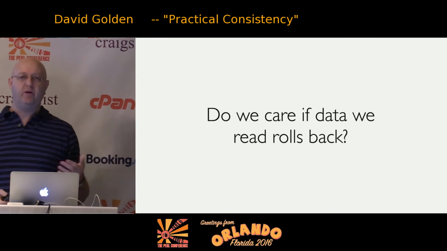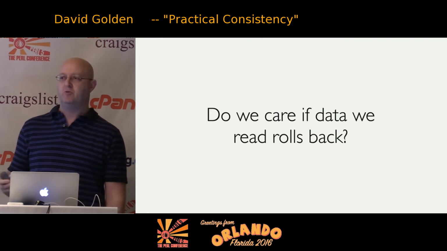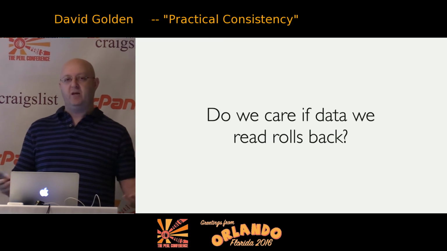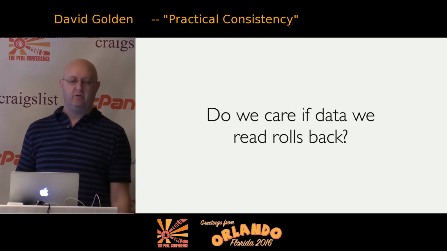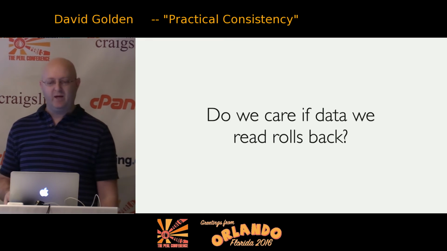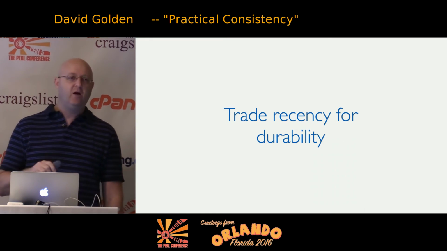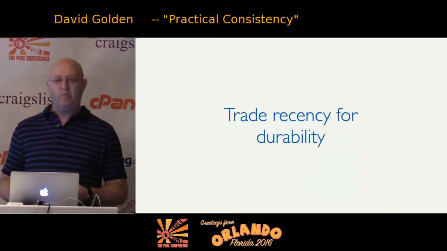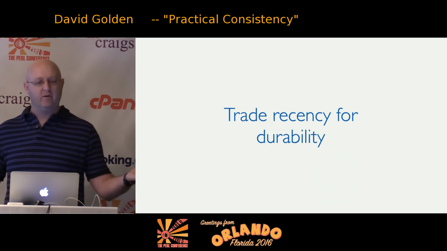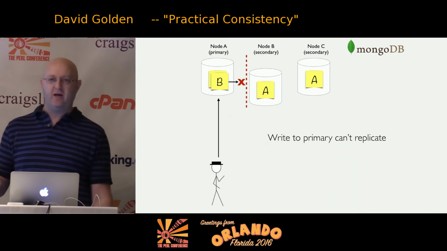Or do we care if the data we read rolls back? In sort of traditional database terms, this would be like a dirty read. So some data was written, maybe it's not made it all the way out, but maybe we want to read it. Do we care? And so this leads to some trade-offs. So the first trade-off to think about is recency for durability. Do we want to read before we've fully replicated the data to the point where it's durable? So that looks kind of like this.